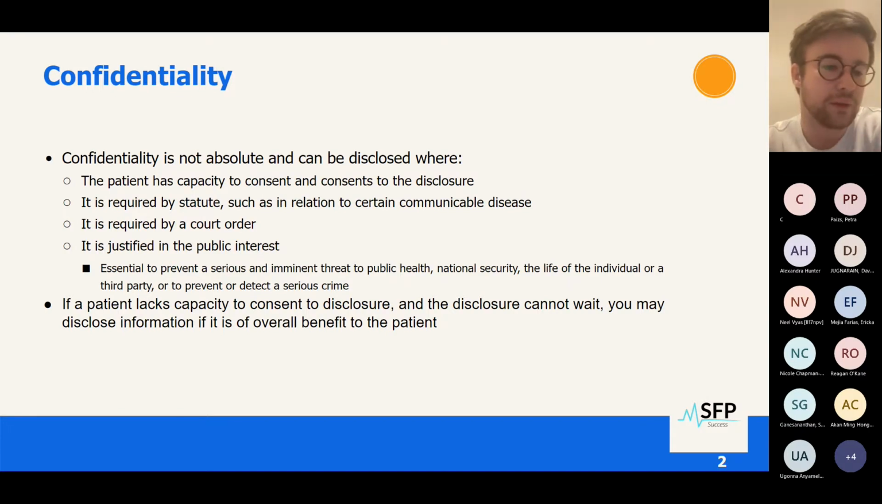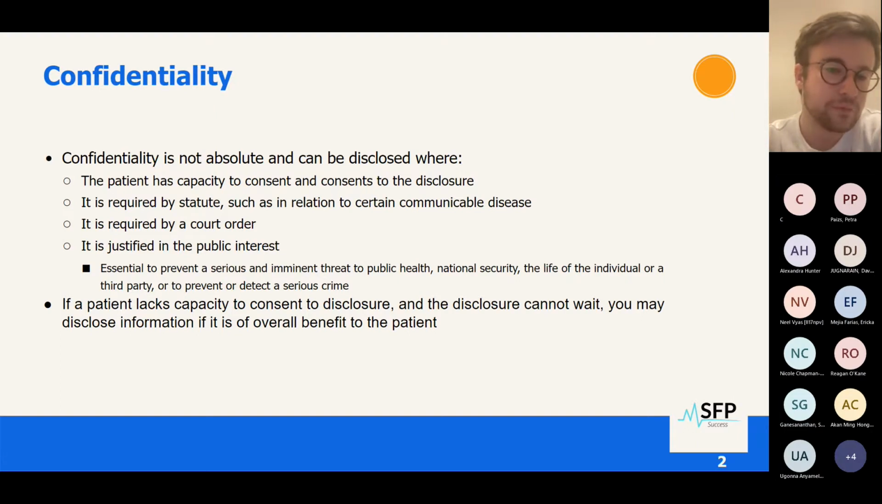But I think it's also worth noting that if someone is coming asking for this information, it's always worth discussing this with a senior as well, because it's likely that they'll have a lot more experience around these sort of things and they can give you advice on when you should and shouldn't disclose information.